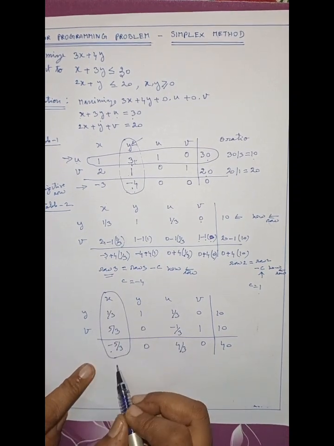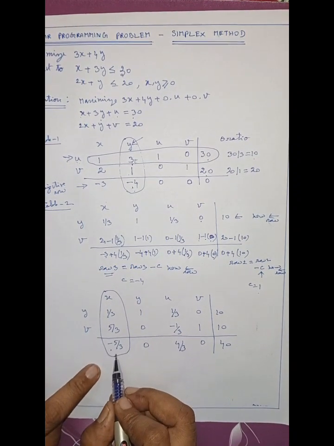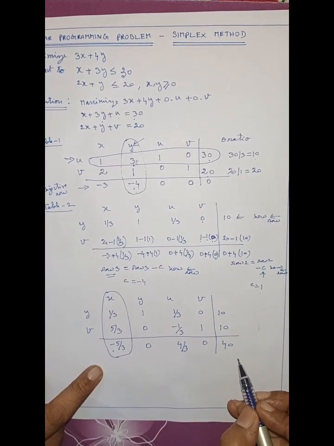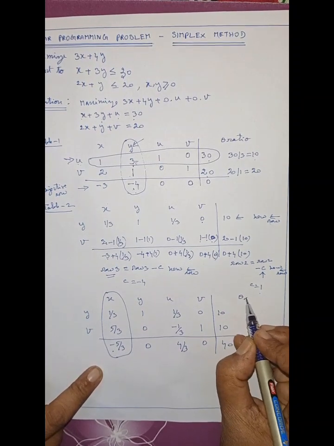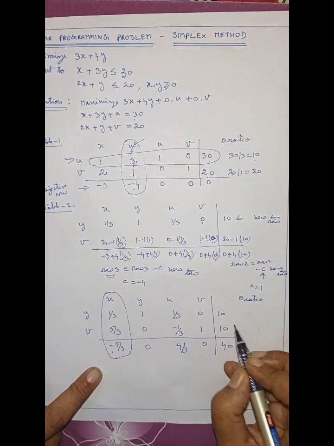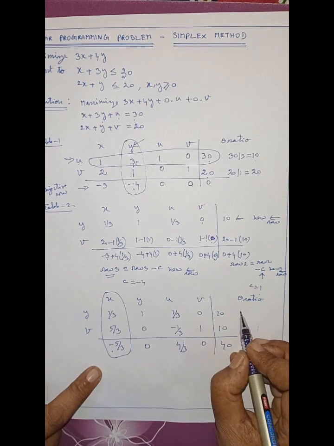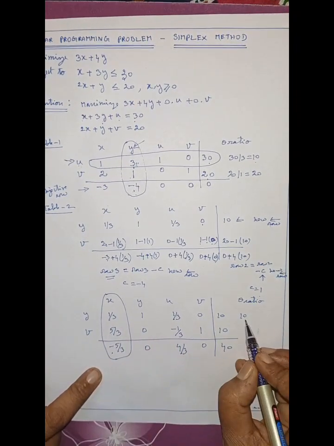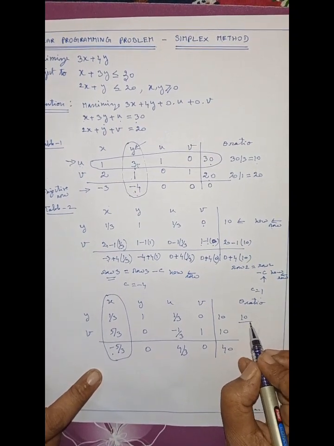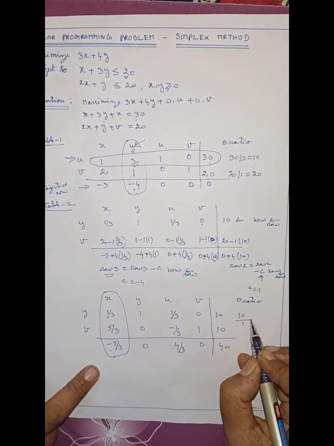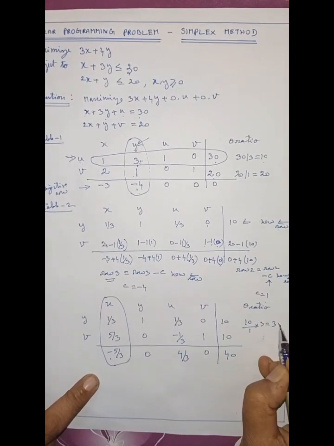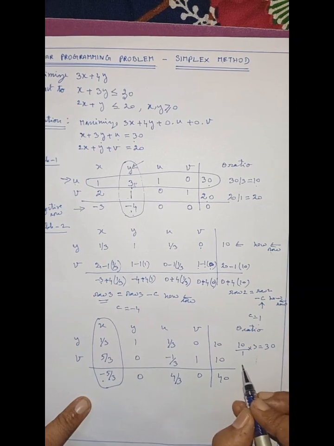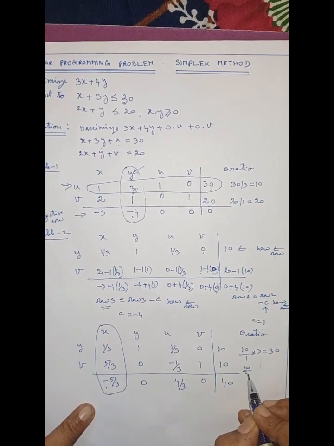This is the pivot column, because the most negative value available here is minus 5 by 3. Then the next one is the pivot row. We have to identify it. For that we have to calculate the theta ratio. How to calculate it? The very last column value divided by the pivot column value. So 10 divided by 1 by 3 is going to be 10 divided by 1 into 3, which is equal to 30.